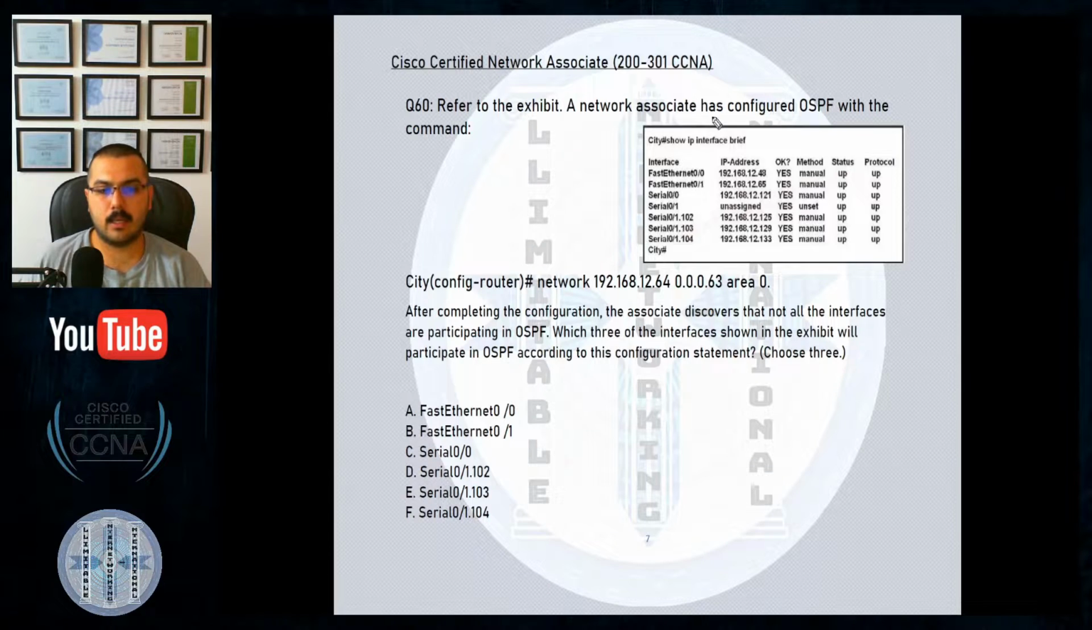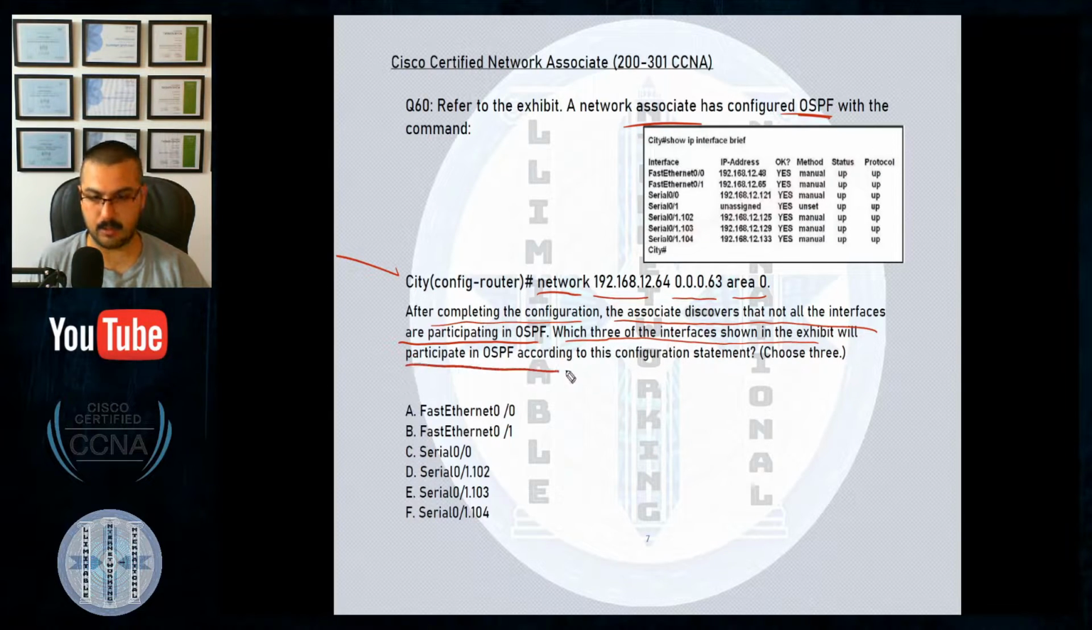A network associate, a certified engineer, has configured OSPF with the command network, this wildcard mask, area 0. Okay, good job. After completing the config, the associate discovers that not all the interfaces are participating in OSPF. Then, which 3 interfaces are participating according to the config? Well, you have a lot of interfaces. Most of them have IP addresses that are up and running, no problem. So which of these addresses will be advertised by OSPF? Whatever IP address is part of this network that has been advertised.